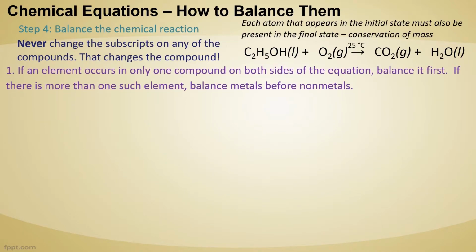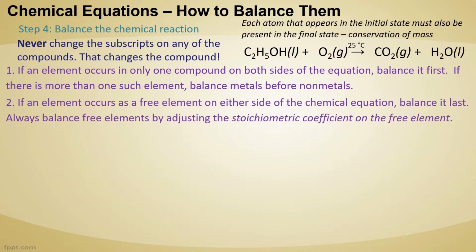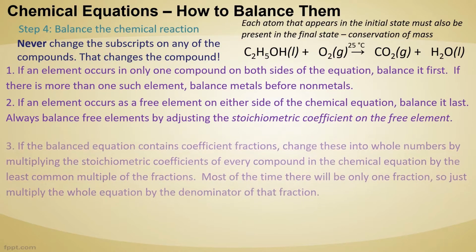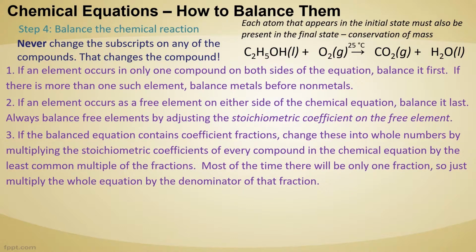If an element occurs in only one compound on both sides of the equation, balance it first. If there is more than one such element, balance metals before nonmetals. If an element occurs as a free element on either side of the chemical equation, balance it last. Always balance free elements by adjusting the stoichiometric coefficient on the free element. If the balanced equation contains coefficient fractions, change these into whole numbers by multiplying the stoichiometric coefficients of every compound in the chemical equation by the least common multiple of the fractions.